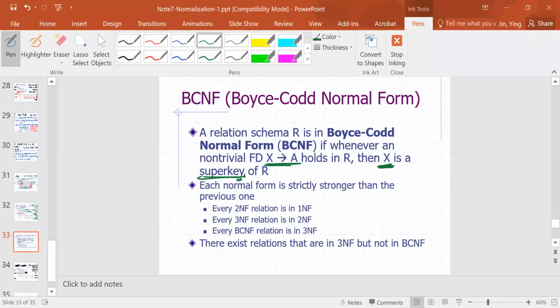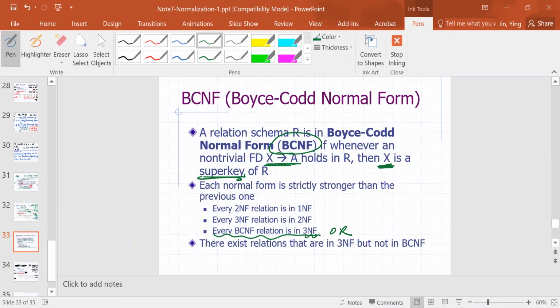Left-hand set, super key. So in other words, we have the case that the right-hand side is a prime. We don't count them in BCNF. And so the rule is every second is in first, every third is in second, every BCNF is in third normal form. This is the one that is easier to see because third normal form has 2 conditions. This is only 1 condition. So each normal form we learn is strictly stronger than the previous one. They have more regulations. Although in the definition you don't see it directly, they are more strict.